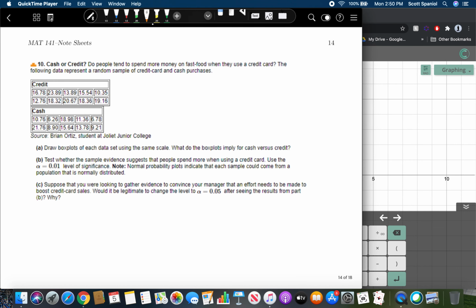So another example. Do people tend to spend more money on fast food when they use a credit card? The following data represent a random sample of credit card and cash purchases. So we've got our data, right? The first thing they want us to do is draw box plots of each data set using the same scale. What do the box plots imply about cash versus credit? So that's one way we could compare these.